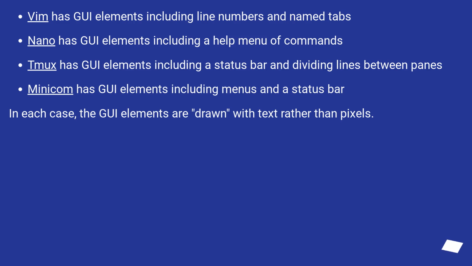Vim has GUI elements including line numbers and named tabs. Nano has GUI elements including a help menu of commands. Tox has GUI elements including a status bar and dividing lines between panes. Minicom has GUI elements including menus and a status bar. In each case, the GUI elements are drawn with text rather than pixels.